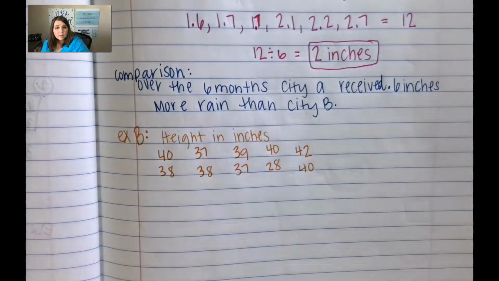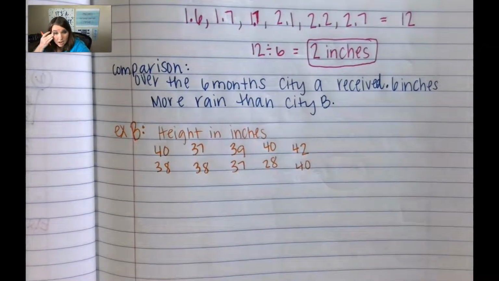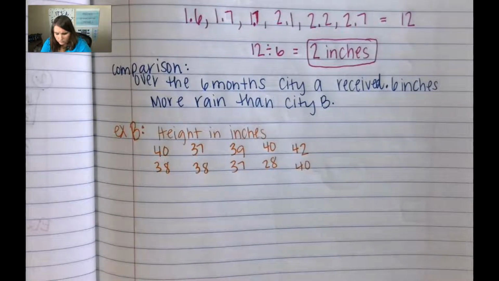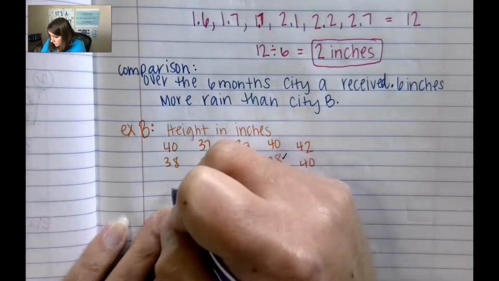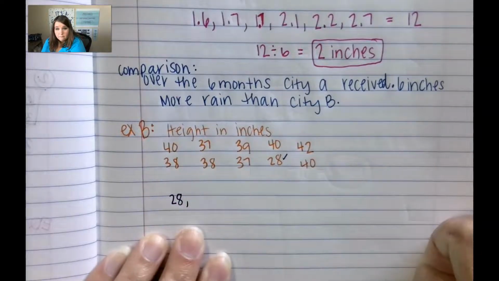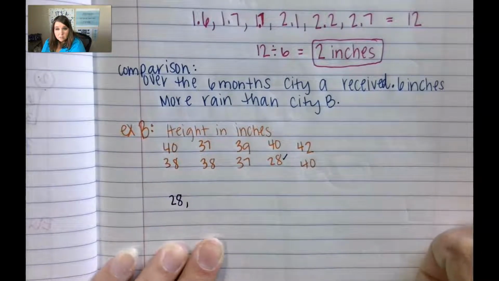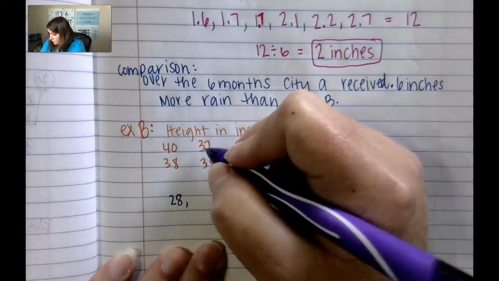Okay, so our job right now is to put these in order from least to greatest, and then we're going to start looking at the word outlier. So 28 is our smallest. So we're going to say 28, followed by, do we have a 30? No 30, but we do have a 37.